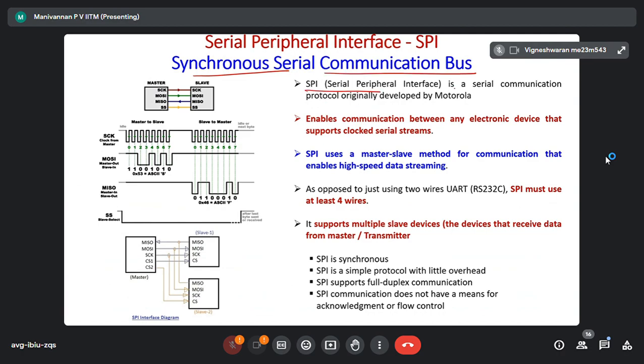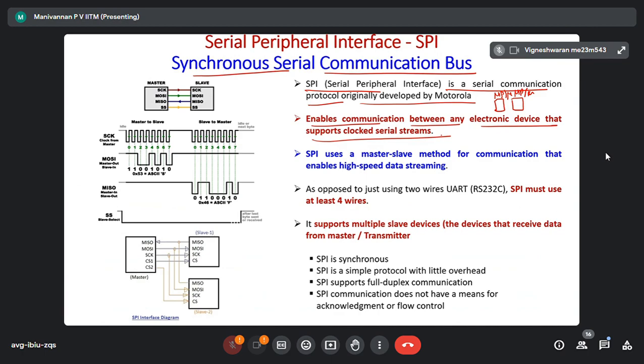The SPI bus is a serial communication protocol originally developed by Motorola. It was developed for communicating between two microprocessors or microcontrollers, and it can be used for peripherals or any other device also. The SPI enables communication between any two electronic devices that support clocked serial streams.